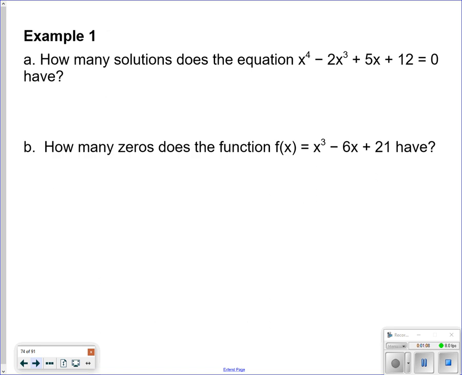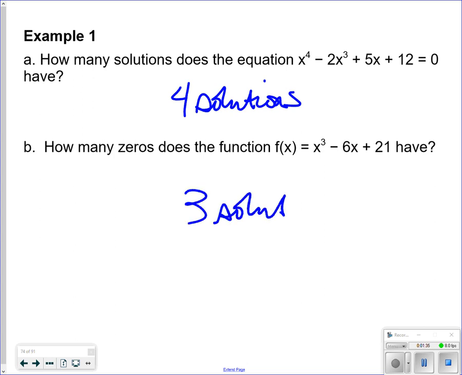So when I'm looking at this, how many solutions, I'm not asking you to actually solve this. I just want to know how many solutions does the equation x to the fourth minus 2x cubed plus 5x squared plus 12 equaling 0 have? Well, it has 4 solutions. Again, the degree tells me how many answers I should have. So as I go through this lesson today, and as I see different types of equations, I should always look at the degree. Basically, that's going to tell you how many answers I need. So the next one has 3 solutions or 3 zeros.